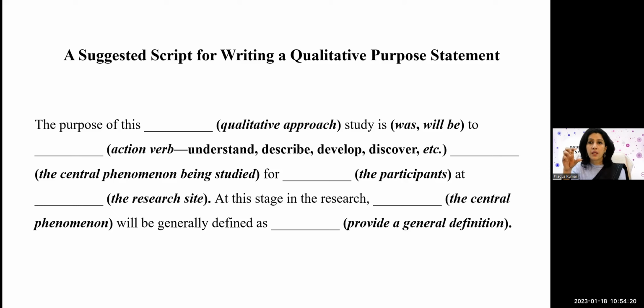So this was one template: the purpose of this qualitative approach is to, if you are submitting the protocol, you will write "will be." If you have done it, you will change the sentence and write "was," to explore, to discover, to develop, to understand. These are the action words which you should write in the qualitative purpose statement. Then you should write the central phenomena. Then you should give the participants, who will be the study population, and the site, and then you will have to define your central phenomena. Is it clear, Pooja and Madhumita, now? This problem statement and central phenomena?